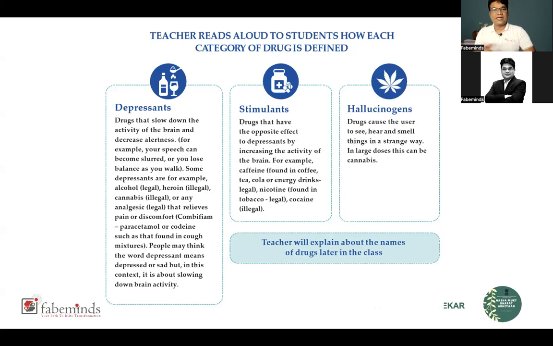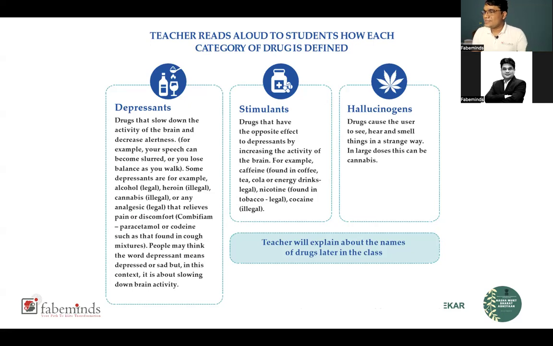It is just a theory part, like what depressants are doing. Drugs that slow down the activity of the brain and decrease alertness. For example, your speech can get slurred. You can lose balance as you walk. Some depressants are, for example, alcohol, heroin, cannabis, or any legal analgesic that relieves pain or discomfort, like Combiflam. So these are some of the types which you can tell them as well.